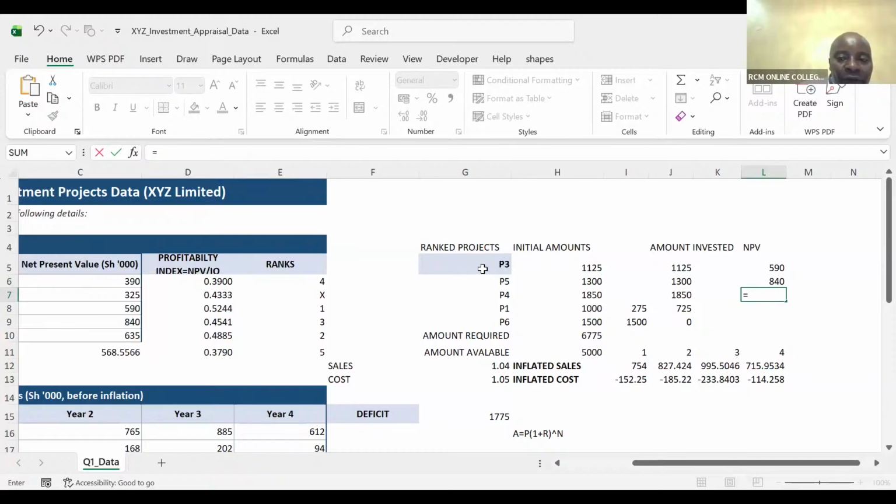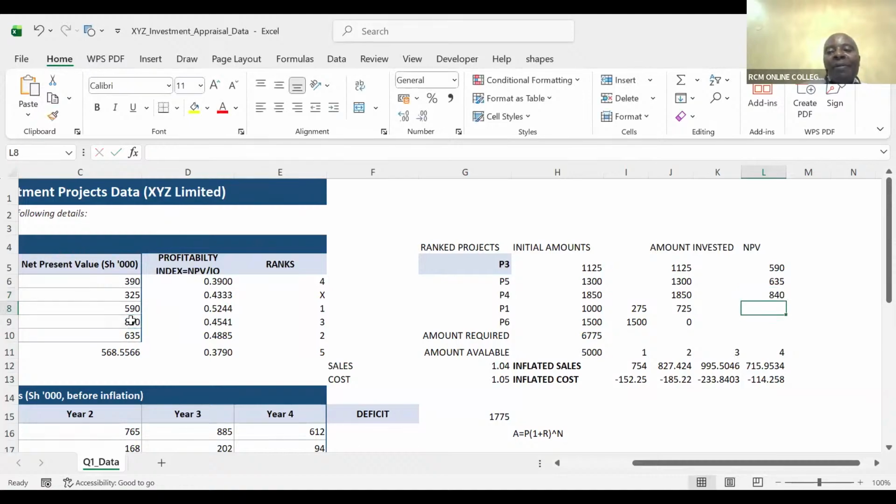Sorry, I must have mixed up things here. P3 is supposed to be 590. P5 is supposed to be 635. Sorry for that. Escape. So this is supposed to be 635, like that. Yeah. And then we go to P4. So P4, I'm enjoying. P4, ladies and gentlemen, I'm going to pick this 840 P4.